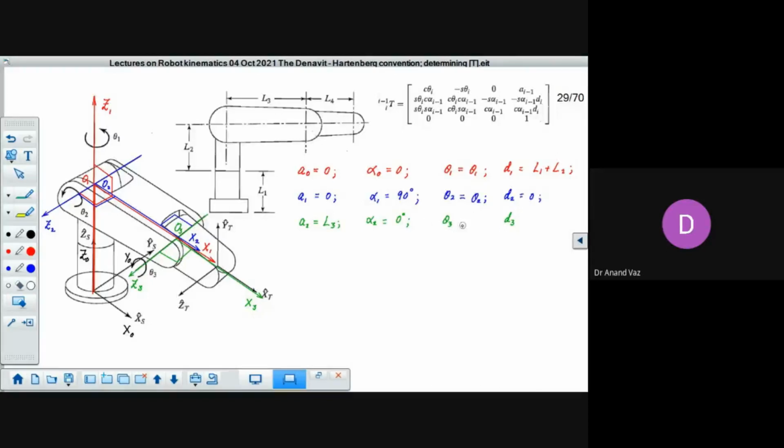Then we come to theta 3. You look at joint 3, corresponding to joint 3. So the angle made from x2 towards x3, keeping your thumb oriented along joint z3. So right now it looks as if it is 0, but the moment the elbow moves up, then you will have theta 3 positive. So we'll show this as theta 3.